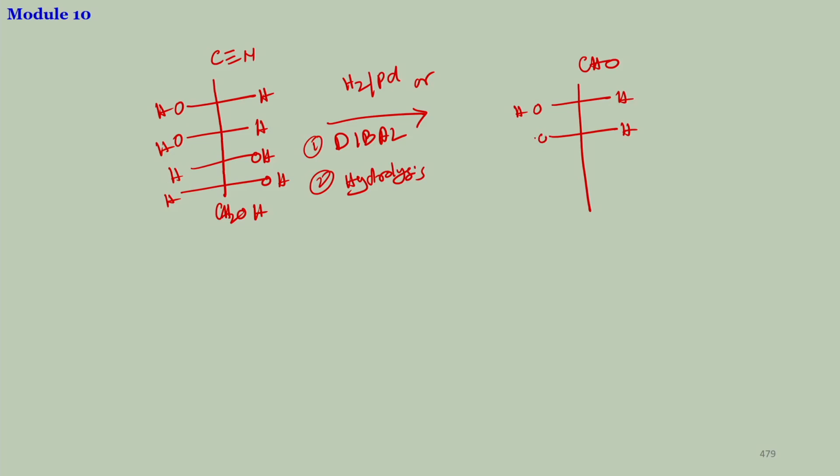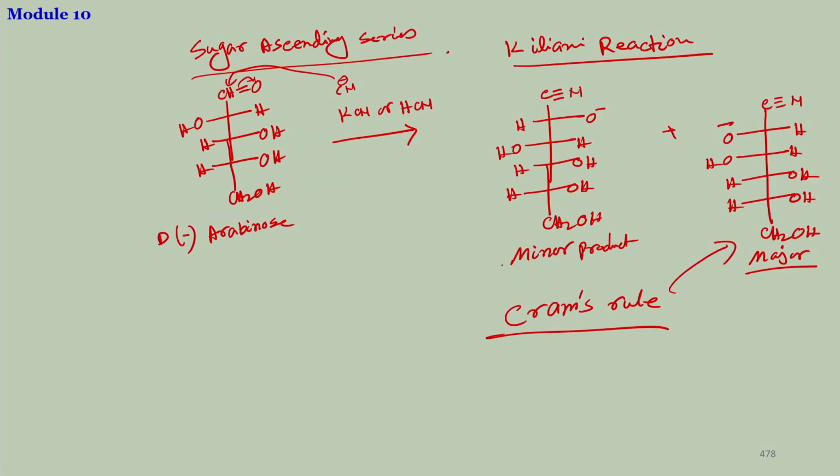This becomes your HOH, HOH, OH H, OH H, CH2OH. This is actually your mannose. And from the other one, the minor product, this will give you your glucose. So if you want glucose as the major product, I think you have to start with the ribose, not arabinose. So this is one reaction for increasing the carbon chain in the sugar.